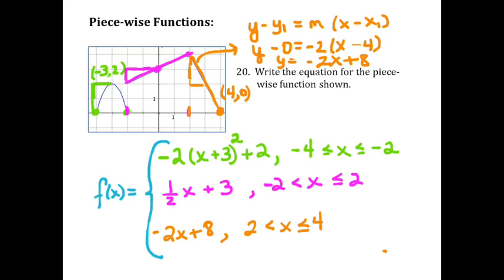Now for this particular graph, since these two pieces, the two lines, connect at this point here at 2, 4, we could actually put less than or equal to on both pieces because we're not defining two separate points for x equal to 2. There's the same point, and so it would still be a function. All right, let's move on to question number 21.